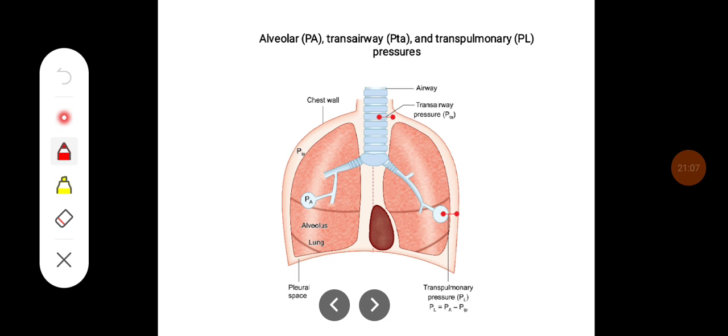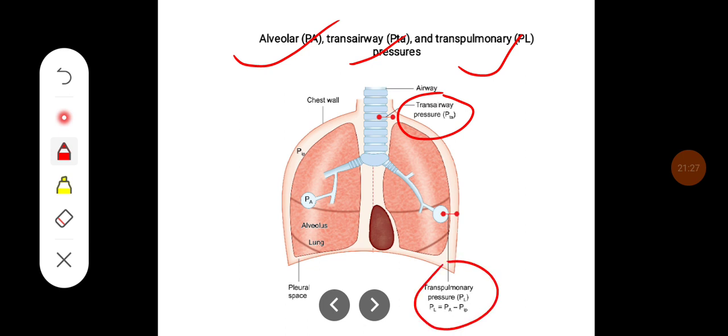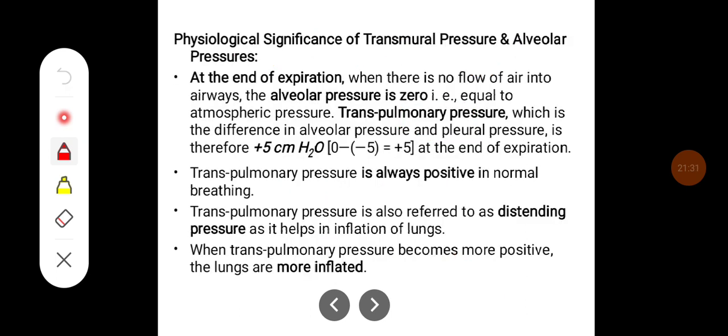So this is a diagram showing alveolar pressure, trans-airway pressure, and transpulmonary pressure. Okay. So trans-airway pressure is the difference in the pressure between the airway inside and outside. Whereas transpulmonary pressure is the difference between alveolar and intrapleural pressure. Significance of transmural and alveolar pressure.